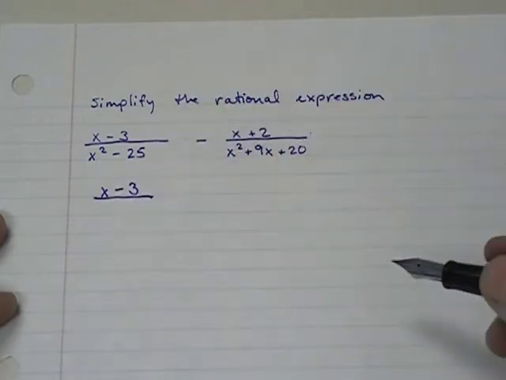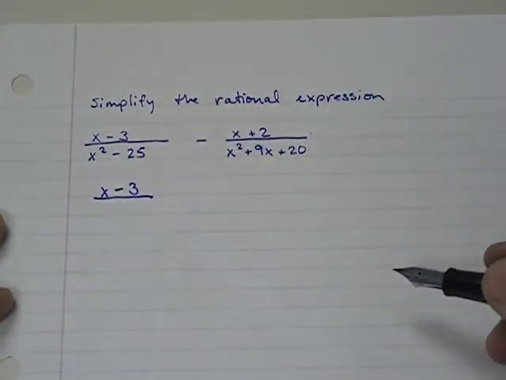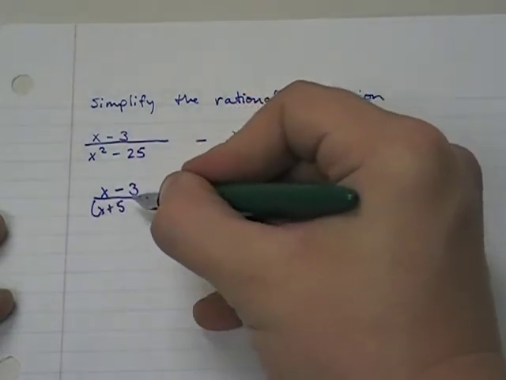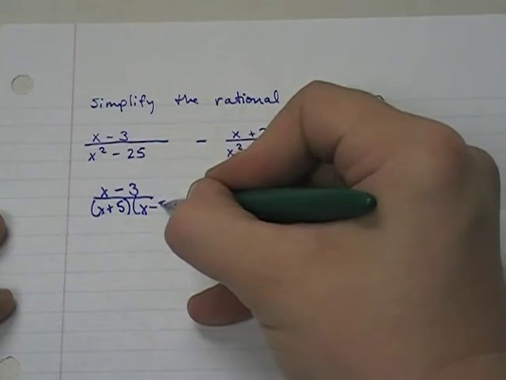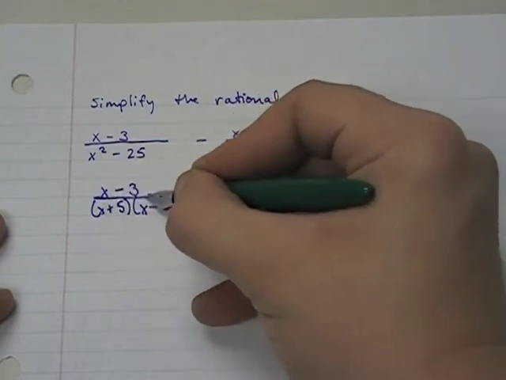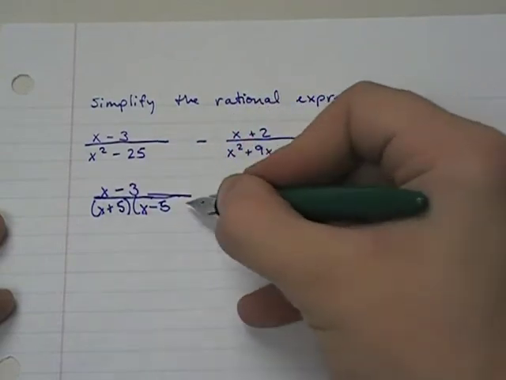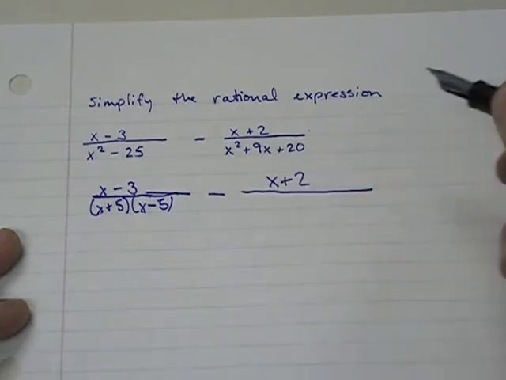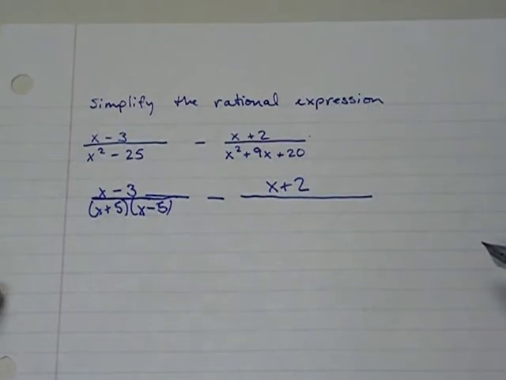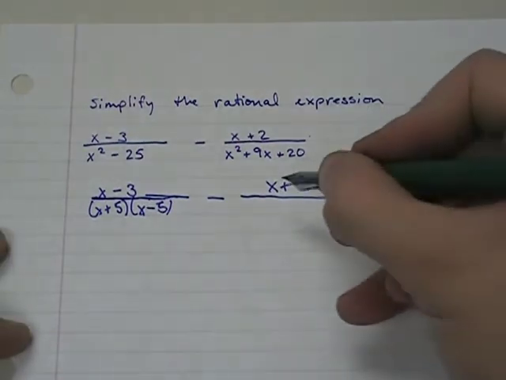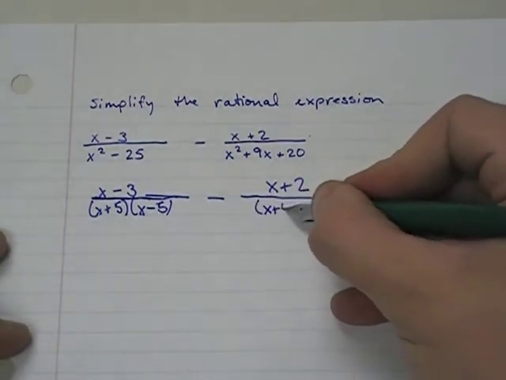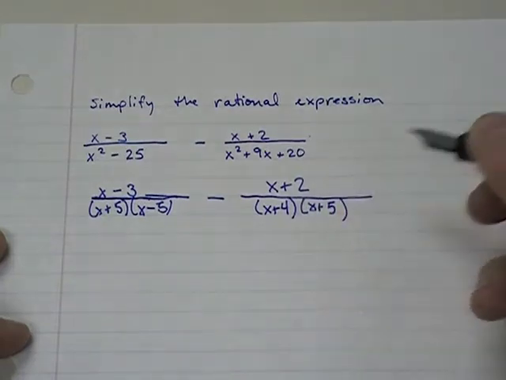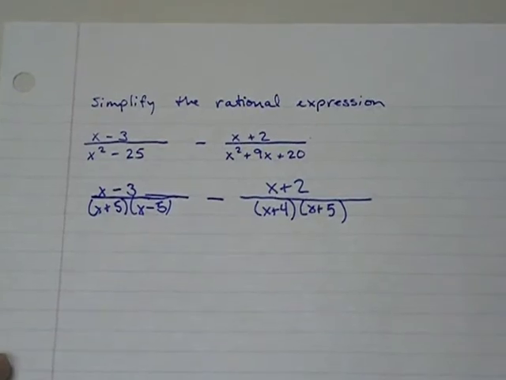The denominator is x² - 25, which is a difference of squares, and that's going to factor to (x + 5)(x - 5). Okay? Minus, again over here, x + 2 doesn't factor. x² + 9x + 20 factors into (x + 4)(x + 5). So now, that's our first step.